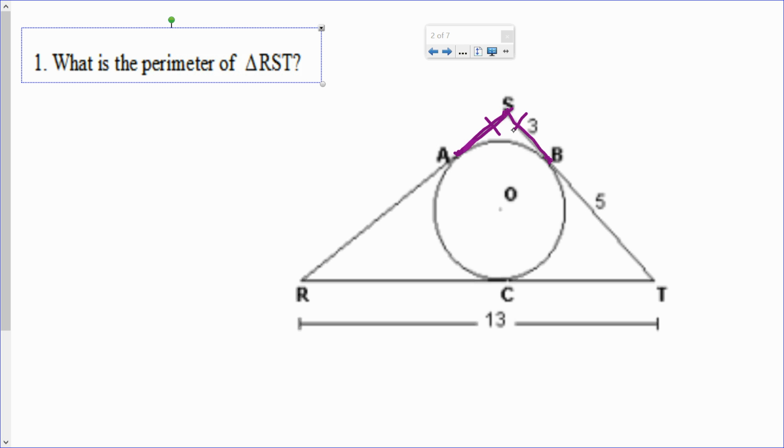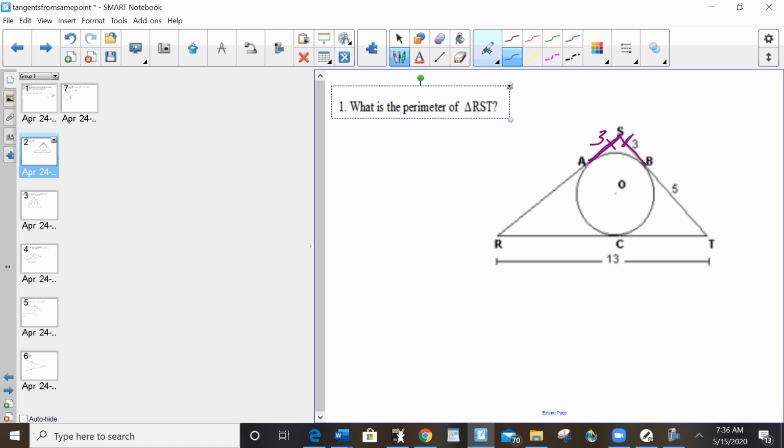Since they're tangents drawn from the same point, they must be congruent. So if this side is 3, then this side is 3. I see two more examples of that. I see the blue. Two tangents are drawn from point T. Therefore, TB and TC must be the same. Therefore, they must both be 5.